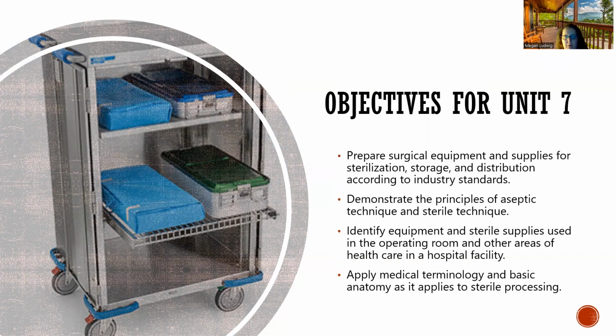So objectives here for Unit 7. We're going to prepare surgical equipment and supplies for sterilization, storage, and distribution according to industry standards. We're going to demonstrate principles of aseptic technique and sterile technique, like always, identifying proper equipment and sterile supplies and where they go, and applying medical terms and basic anatomy as always.